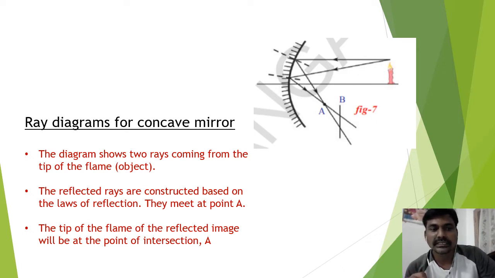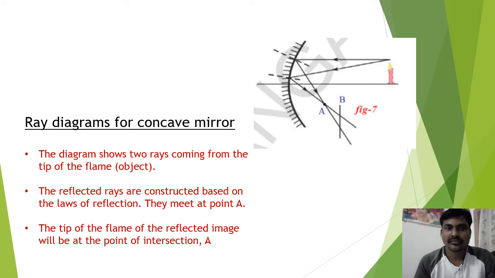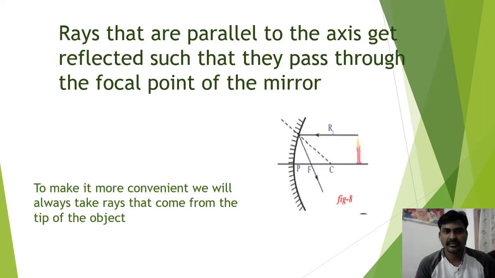To better understand ray diagrams, first of all we have to know the character of the incident ray. Rays that are parallel to the axis get reflected such that they pass through the focal point of the mirror. So here the incident ray that is parallel to the principal axis, after reflection, the reflected ray passes through the focal point or focus.